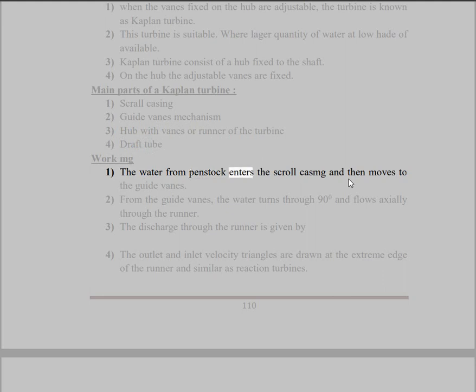Working: 1. The water from the penstock enters the scroll casing and then moves to the guide vanes. 2. From the guide vanes, the water turns through 90° and flows axially through the runner. 3. The discharge through the runner is given by the flow equation. 4. The outlet and inlet velocity triangles are drawn at the extreme edge of the runner and are similar to reaction turbines.